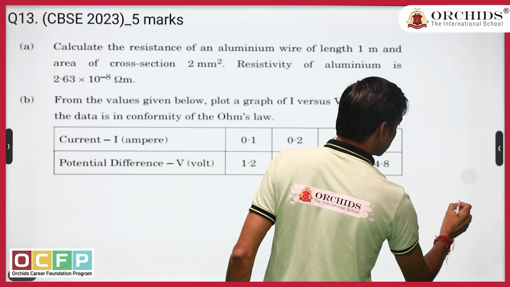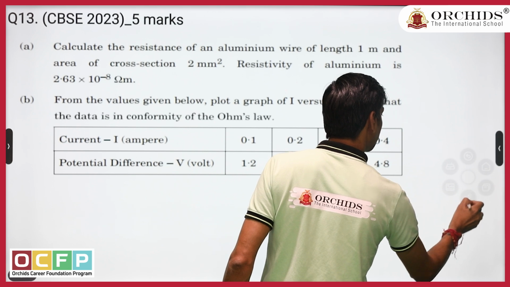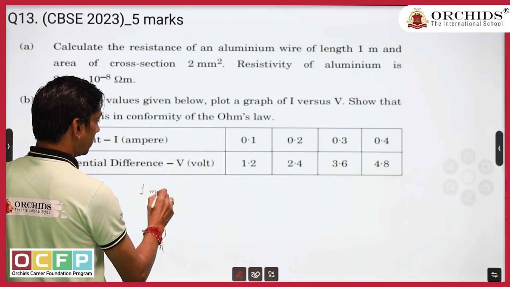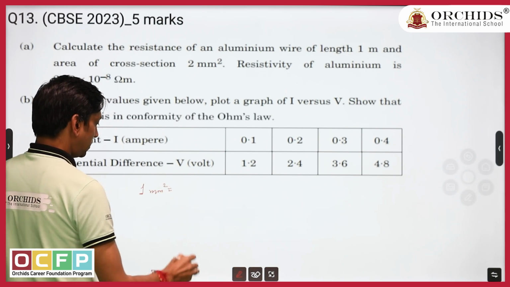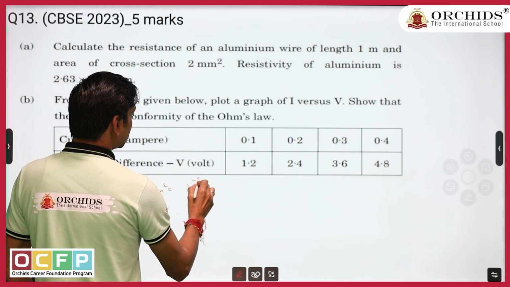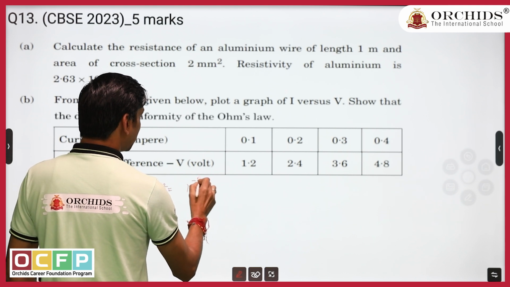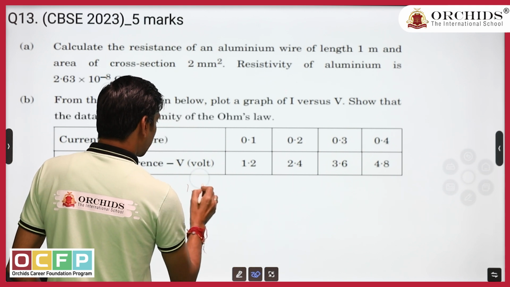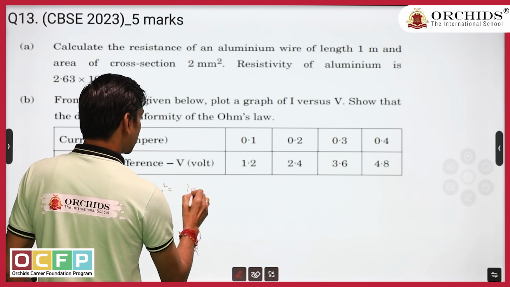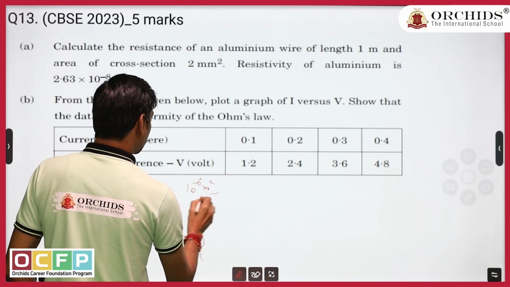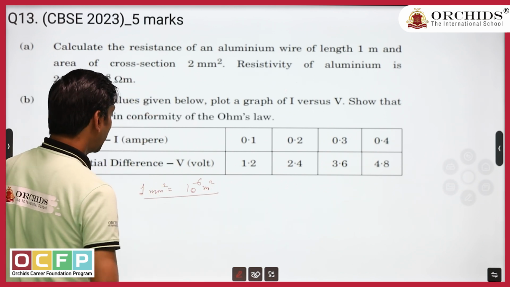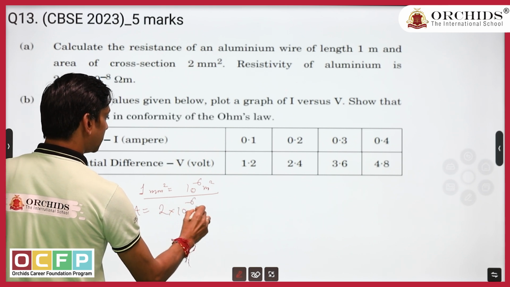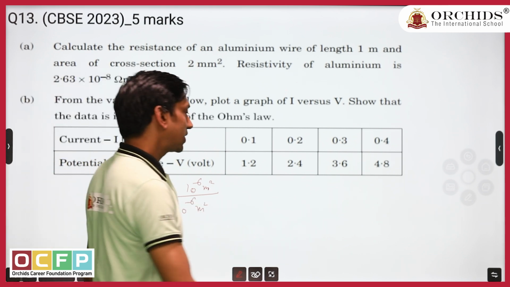Because millimeter square is not the SI unit, we have to convert 2 millimeter square into meter square. And we know that 1 millimeter square is equal to how much? 10 to power minus 6 meter square. So this value we have to use. Now the area of the wire will be how much? 2 into 10 to power minus 6 meter square, because we need to keep the values in SI units.